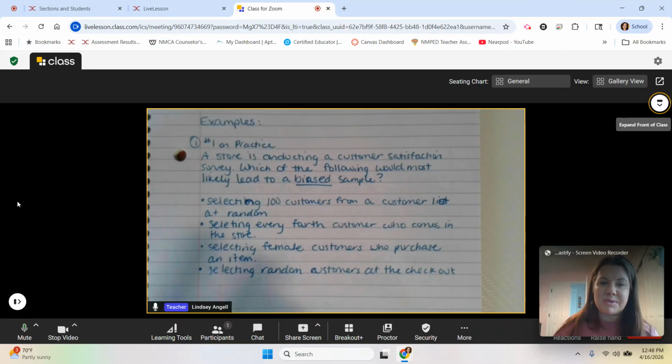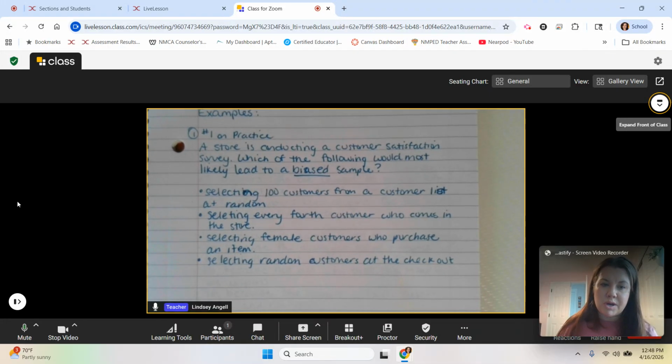Let's talk about some examples. Number one is also number one on your quick check. A store is conducting a customer satisfaction survey. Which of the following would most likely lead to a biased sample? So we're looking for the one that is biased, okay? Let's look at the different options. We've got selecting 100 customers from a customer list at random, selecting every fourth customer who comes in the store, selecting female customers who purchase an item, or selecting random customers at the checkout.